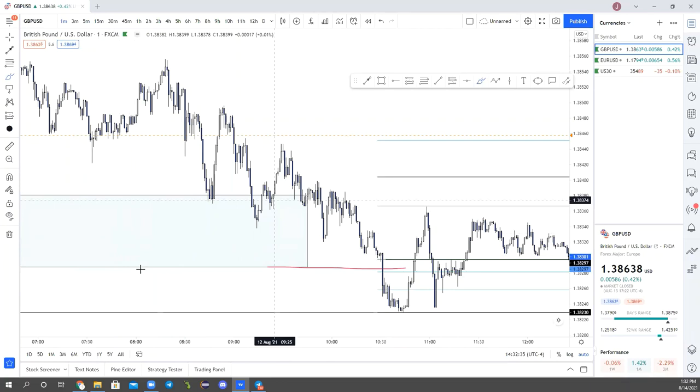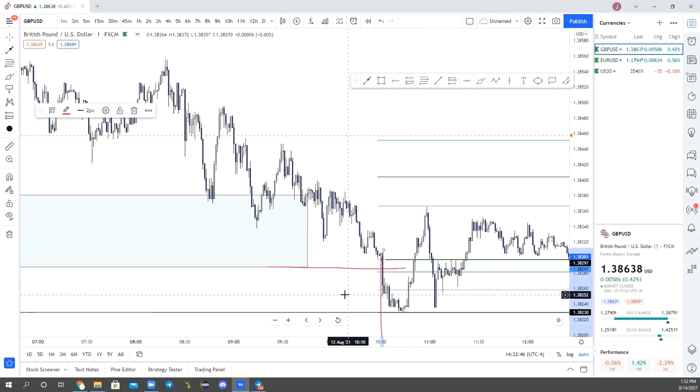And then what happens when it's invalid? It just goes straight through it. Look at this candle compared to all the other candles around it. Right when it gets to that price, it's invalid. It just goes straight through, and then ends up hitting a higher time frame POI a bit lower.